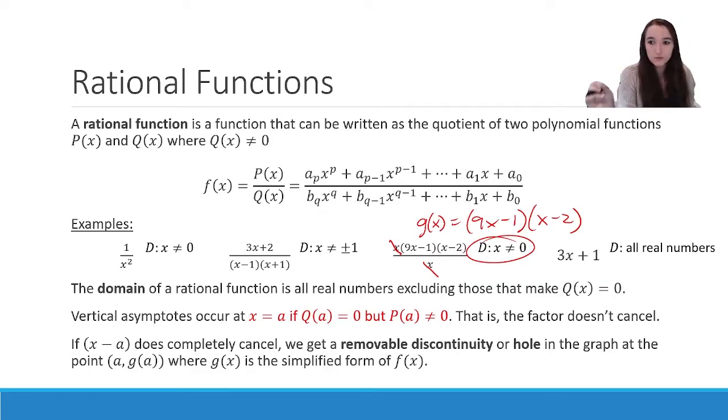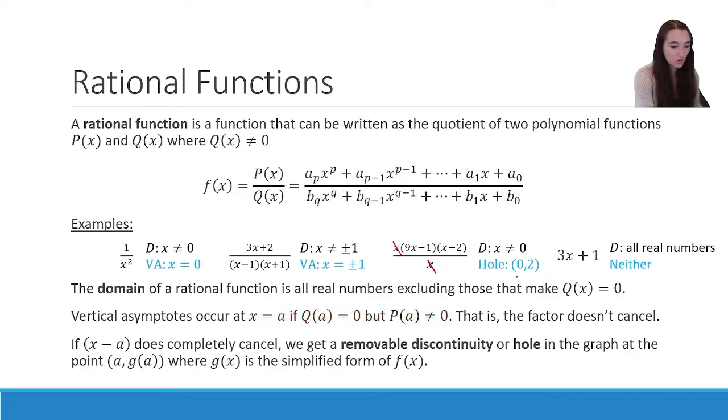There's this removable discontinuity. It's this little piece that makes the graph not continuous, but I can kind of just remove a point to show that. That point being what happens when I plug in 0. So when I plug in 0 to this function, I'm going to get 0 minus 1 is -1, 0 minus 2 is -2, -1 times -2 is +2.